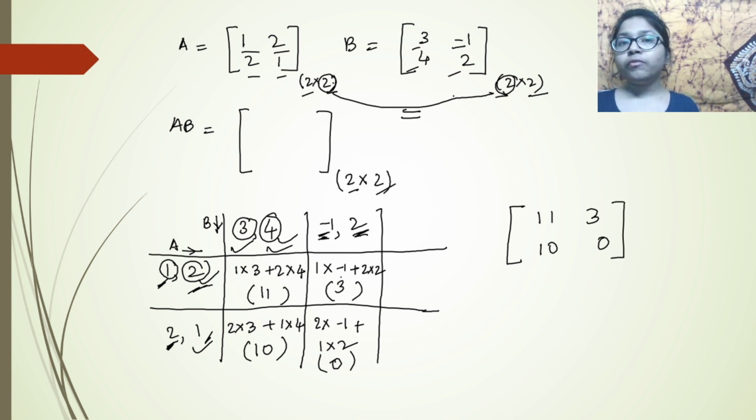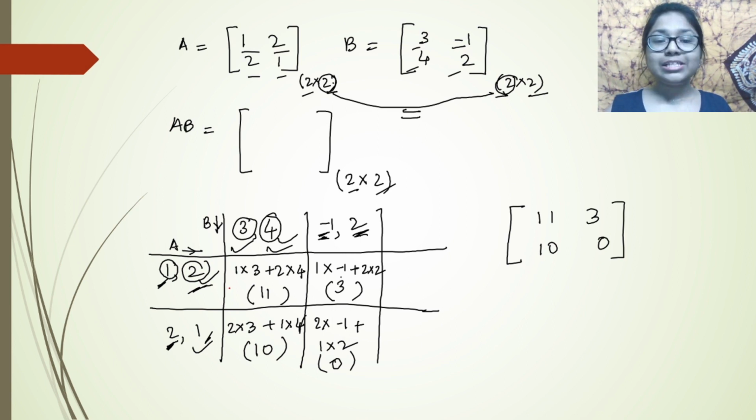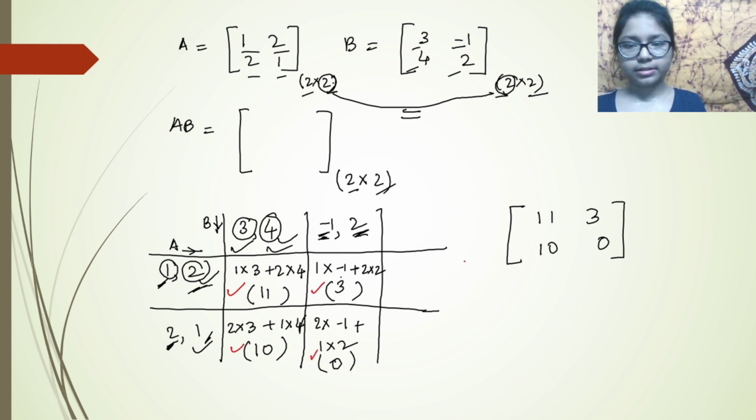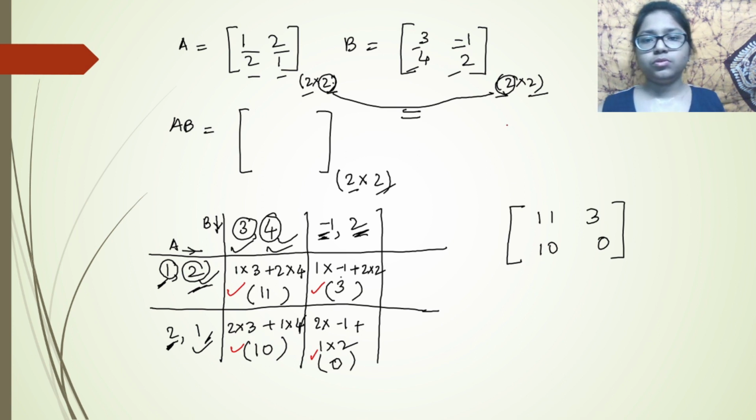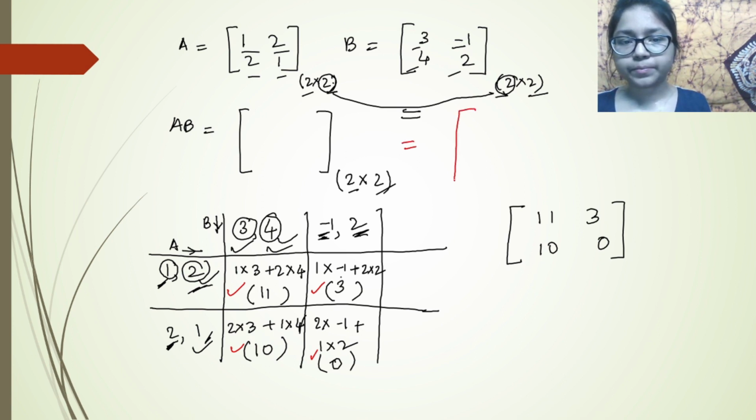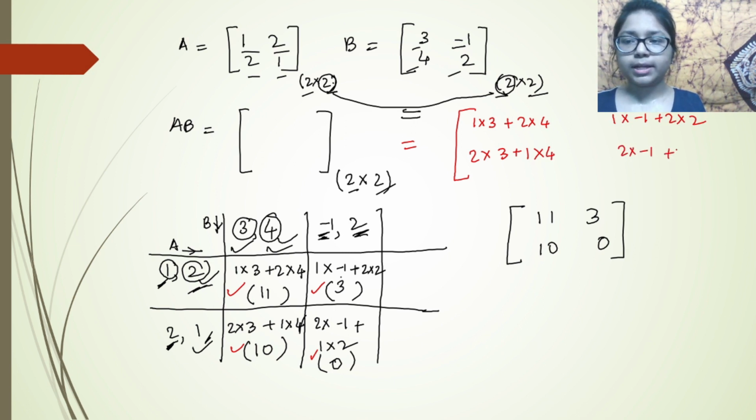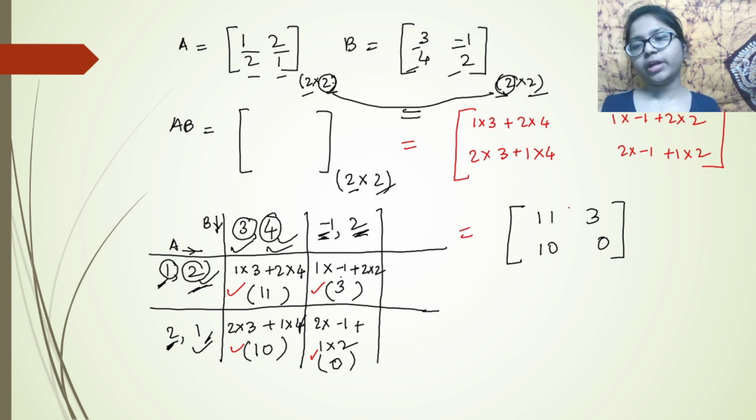So what you will write in the fair part of the copy. You will just write these box portions within third bracket. So let me show you here. You will just write 1 into 3 plus 2 into 4, 1 into minus 1 plus 2 into 2, 2 into 3 plus 1 into 4, 2 into minus 1 plus 1 into 2. Because you have to show each and every step and then you can write this.